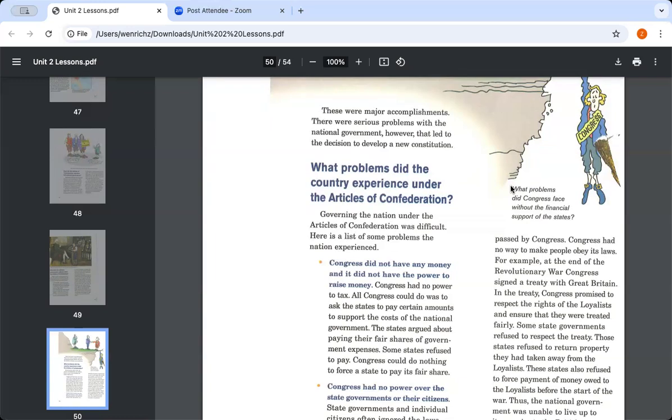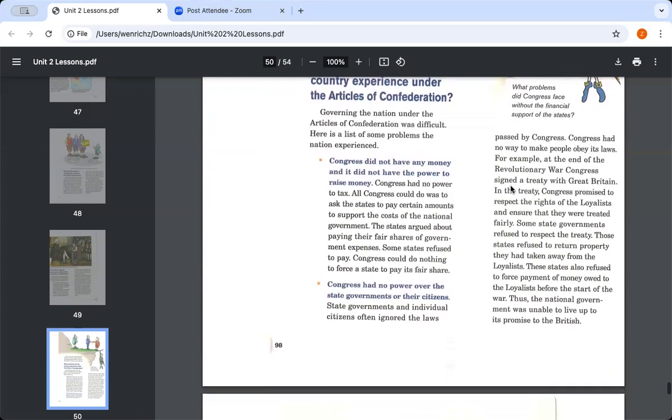All Congress could do was to ask the states to pay certain amounts to support the cost of the national government. The states argued about paying their fair shares of government expenses. Some states refused to pay. Congress could do nothing to force a state to pay its fair share.